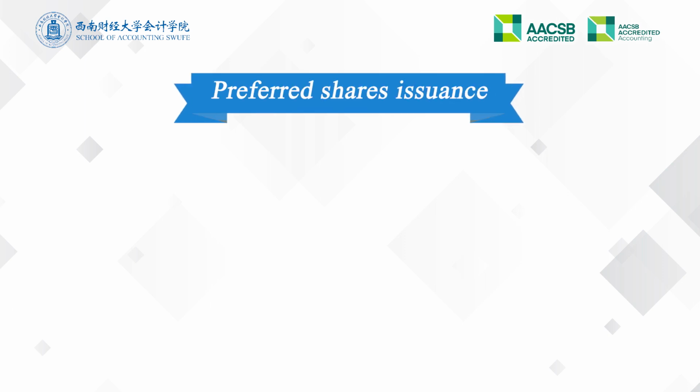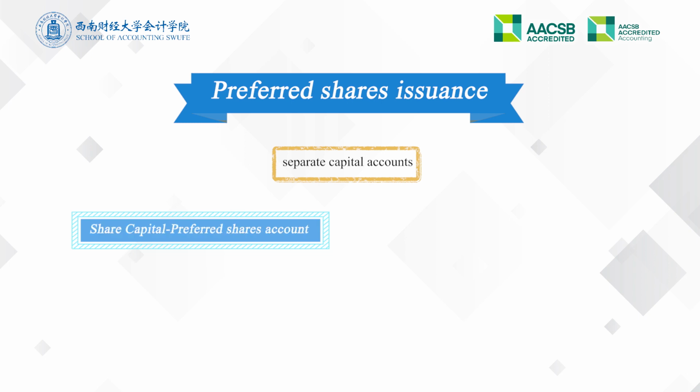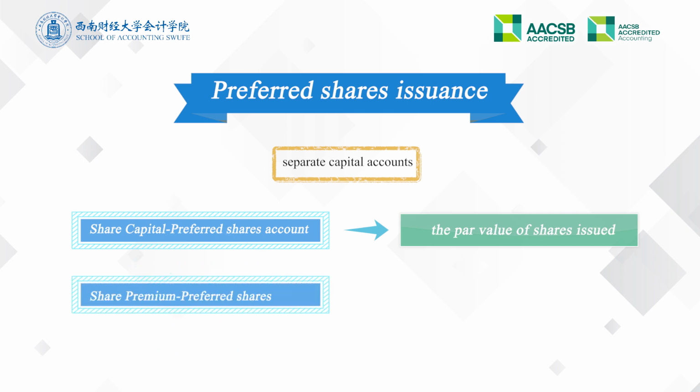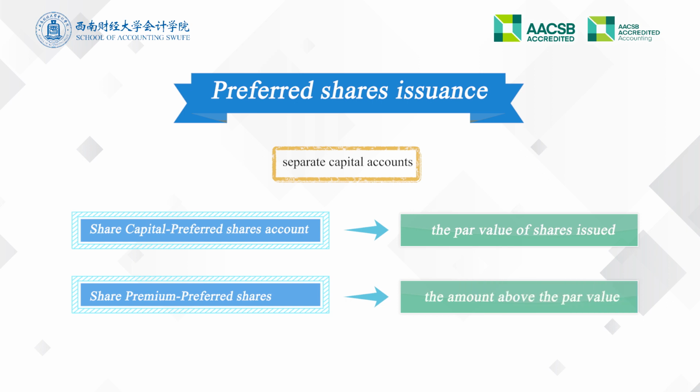When a corporation issues preferred shares, we use separate capital accounts for preferred shares. The share capital preferred shares account is used to record the par value of the shares issued, and the share premium preferred shares is used to record the amount above the par value. You can see that the accounting for preferred shares issuance is very similar as the accounting for ordinary shares.